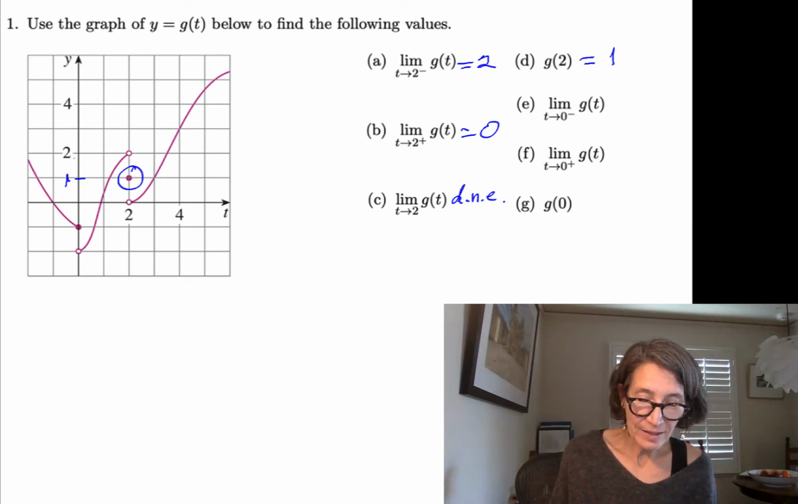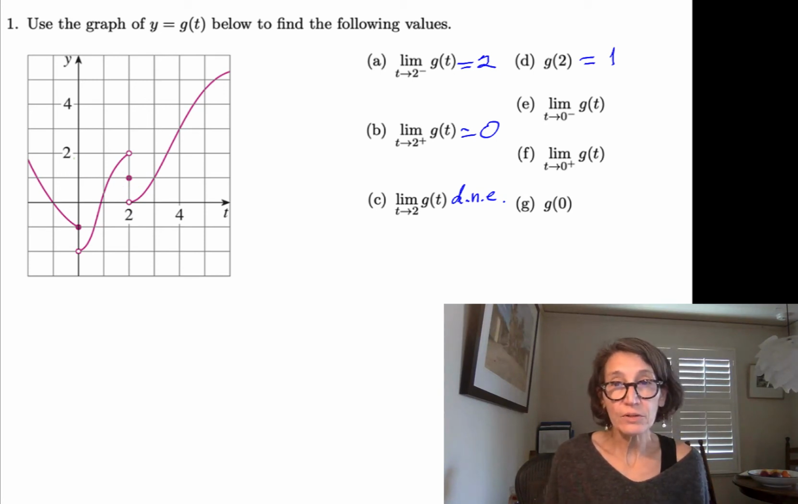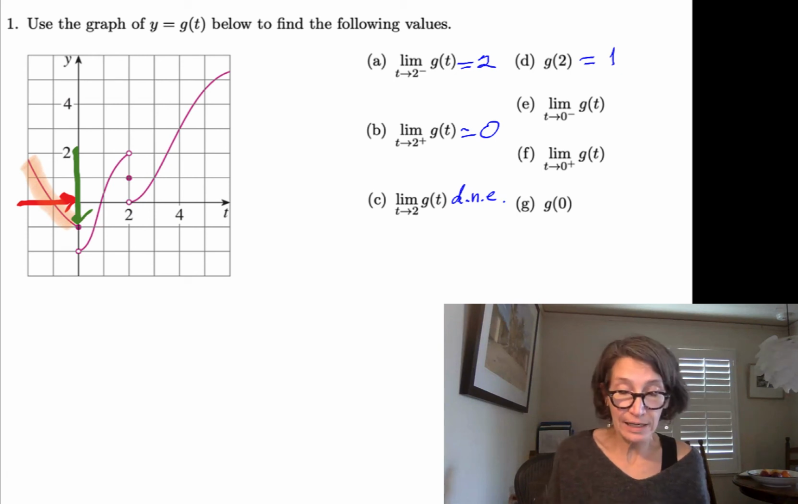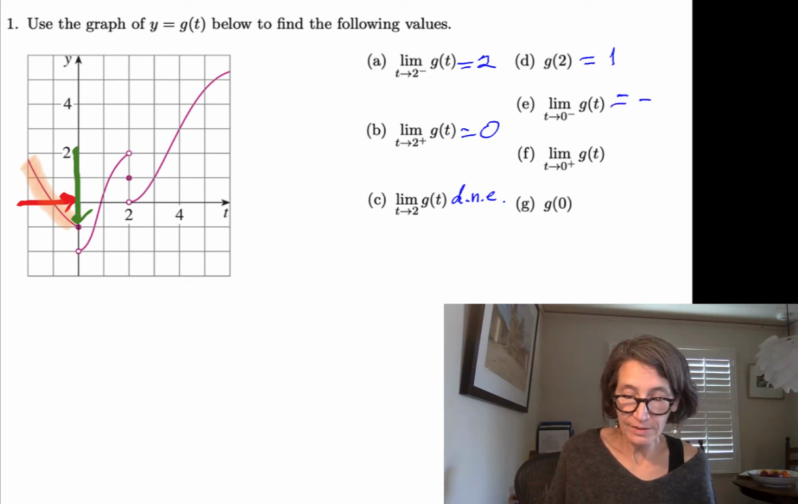All right, so now in part E, we're looking for a one-sided limit again. We're looking for the limit as t approaches 0 from the left of g of t. So that means our t coordinates, our inputs, are all less than 0, but getting closer to 0. So we're approaching 0 from the left, and we look at what the graph is doing. So we're moving along the graph from the left like that, and we can see that our y coordinates are approaching that number down there. It looks like -1. So that limit is -1.